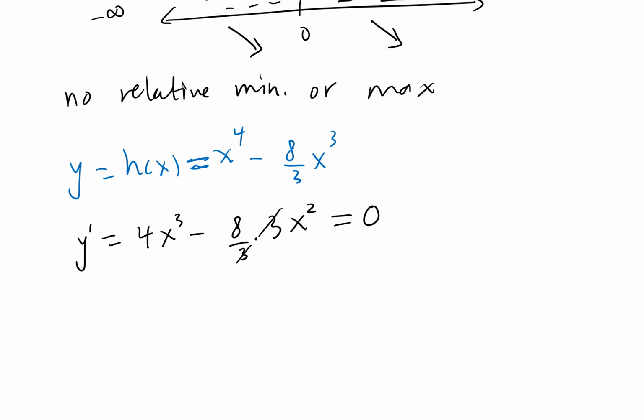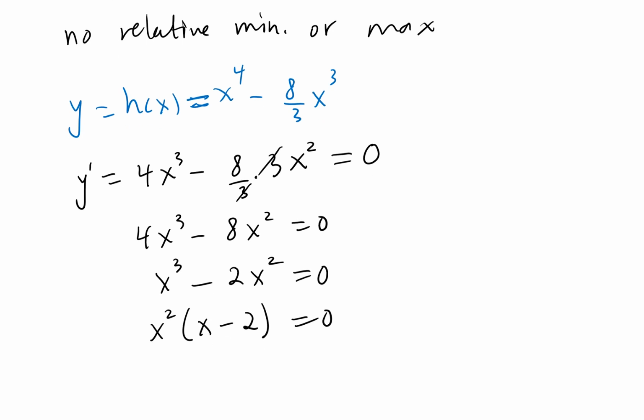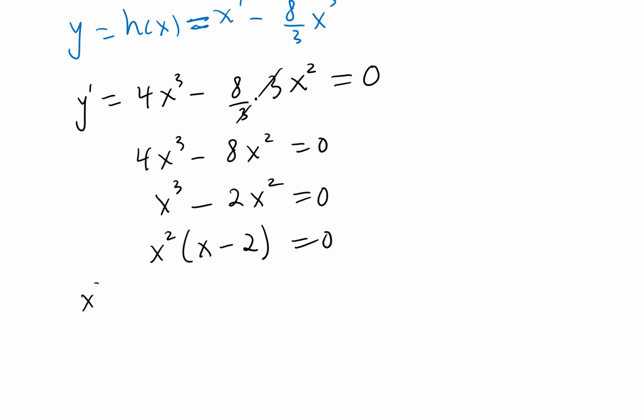When is that equal to 0? Let's see, 4x cubed minus 8x squared equals 0. Let's divide by 4. x cubed minus 2x squared is 0. We can factor x squared out. That will leave x minus 2. Now, in order for this to be 0, x squared must be 0, or x minus 2 is 0. So x is 0 or x is 2.